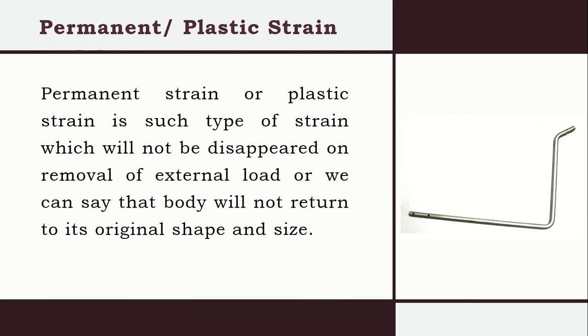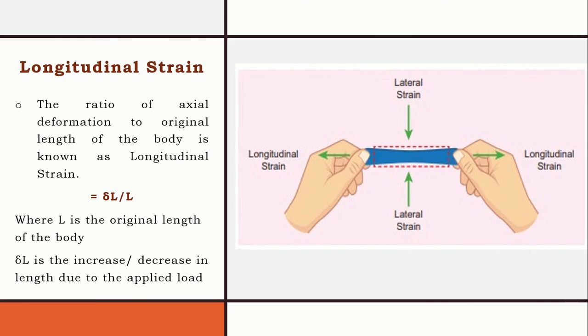Next we have permanent strain. The word itself is telling, permanent, which is plastic. Any material, once you keep on applying the load, there comes a point where the material enters into the plastic zone, where the deformation would be permanent. Even after the removal of the load, the deformation doesn't come back to its original position, which means you can observe very clearly the deformed shape of the object. That's called permanent strain. So when you remove the load, if the deformation is not disappearing, you call it permanent strain. Next we have longitudinal strain.